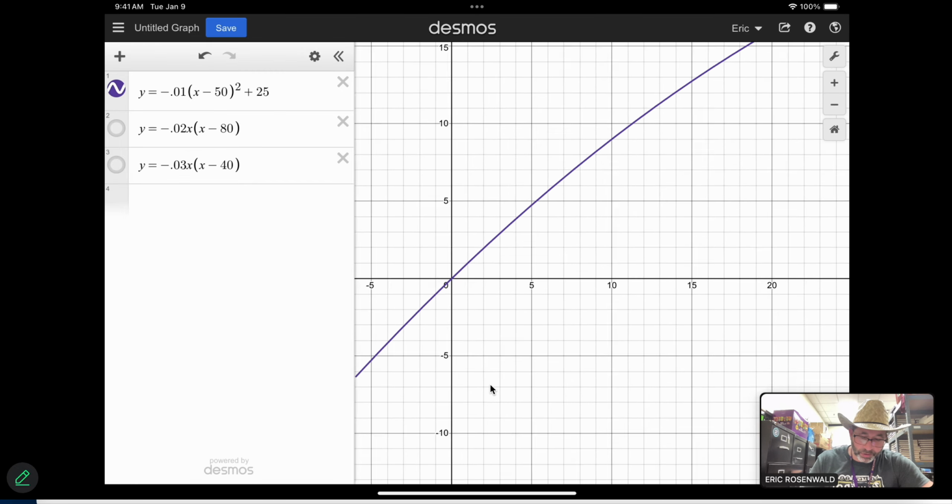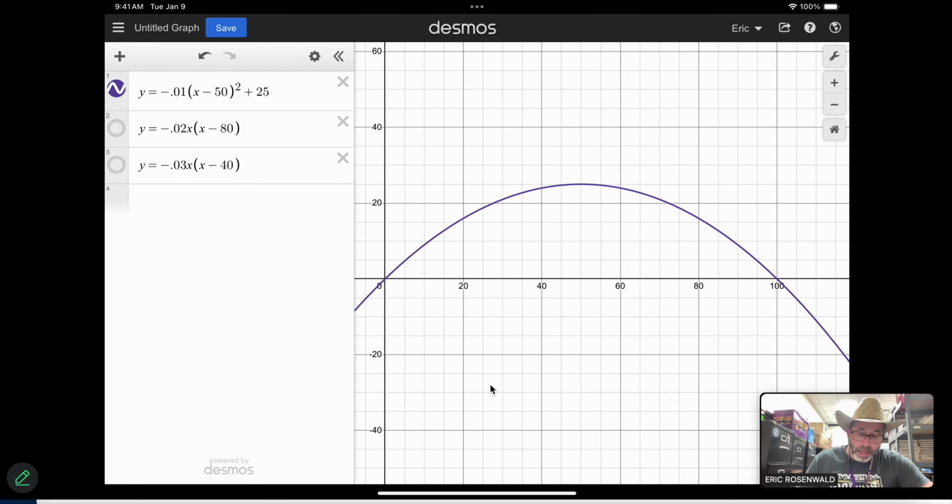All right, I'm going to go ahead and zoom out so I can see a little bit better here. And what we could see is that my graph starts at 0. This is where the guy's standing at. The ball gets as high as 25 feet. You can see that right here it goes up to 25. That's the highest it gets to. And then it gets all the way out to 100 feet in front of him.